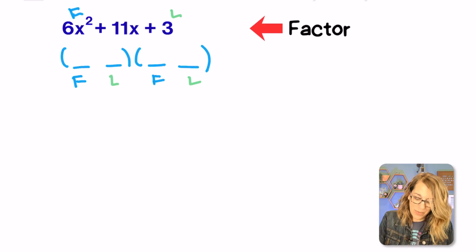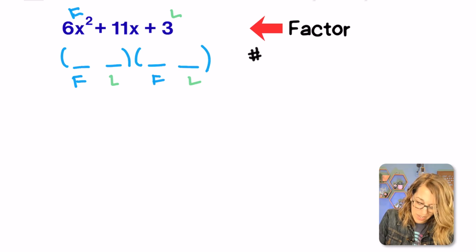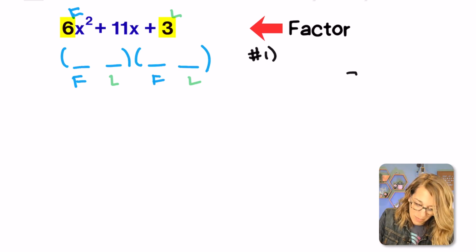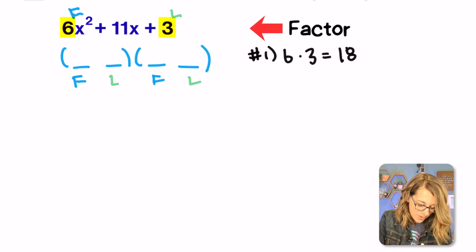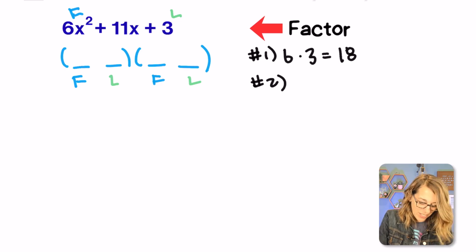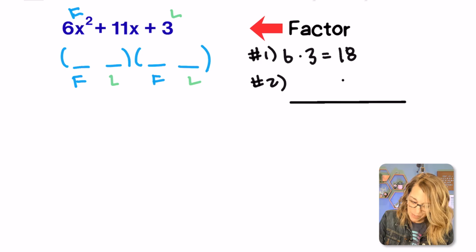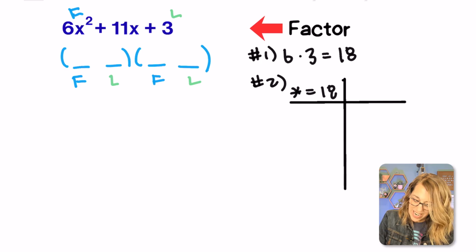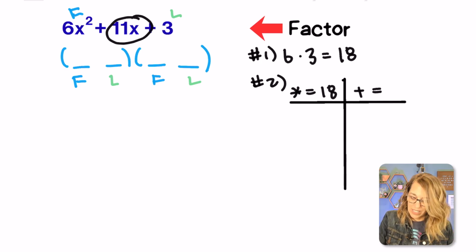In our systematic method, we're going to start here. So step number 1, we're going to multiply those two outer terms together. So we're going to multiply the 6 times the 3 in this case, and we end up with an 18. In step number 2, we are going to be looking for pairs of values. So let me go ahead and set up a little table here. We're going to be looking at pairs of values. We want them to multiply to be an 18. We want them to add to be our middle coefficient here of 11.